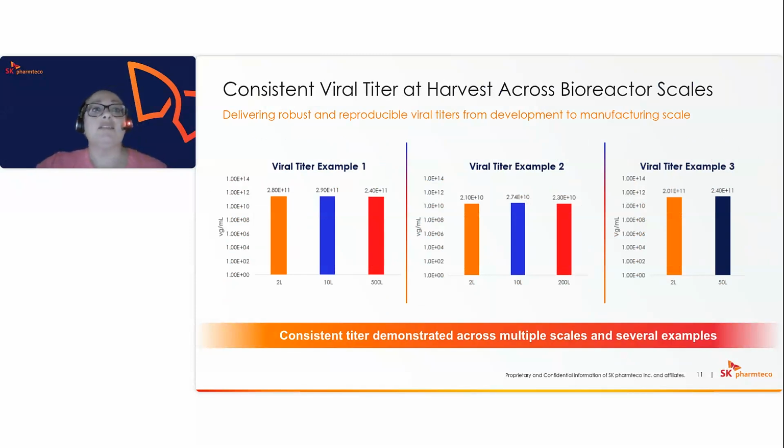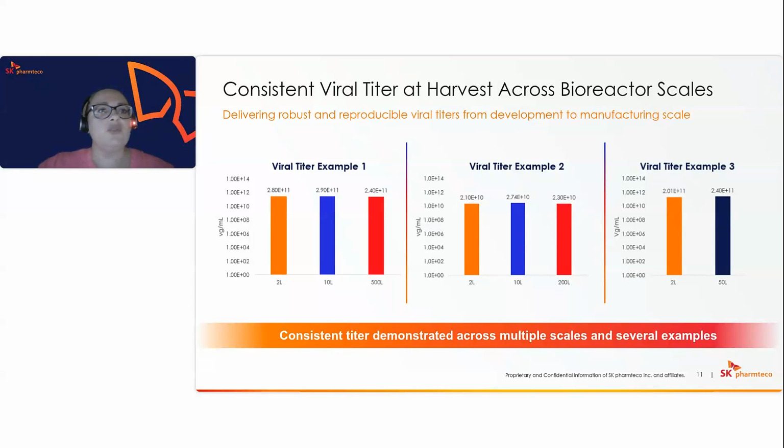So now that we've looked at consistent cell growth and viability across scales, the next question is whether that translates into consistent adenoviral vector productivity at harvest. So this slide helps demonstrate that the viral titer remains highly comparable as the process scales from development into larger stirred tank reactors. And the key takeaway here is that the process delivers robust and reproducible titers across multiple scales without significant loss in productivity during scale up. So that consistency is essential for reliable manufacturing and predicting clinical supply.